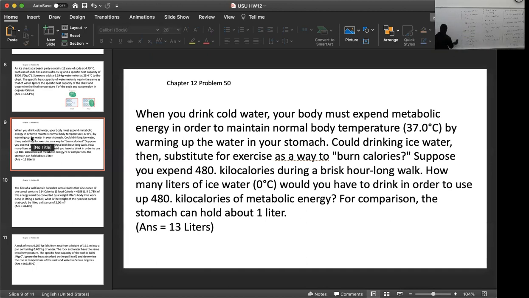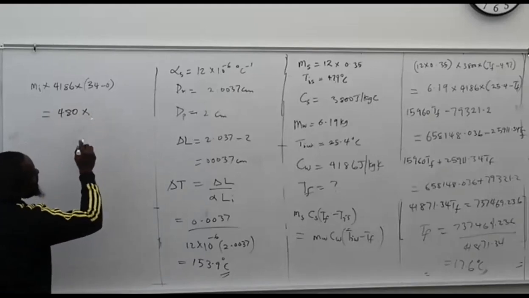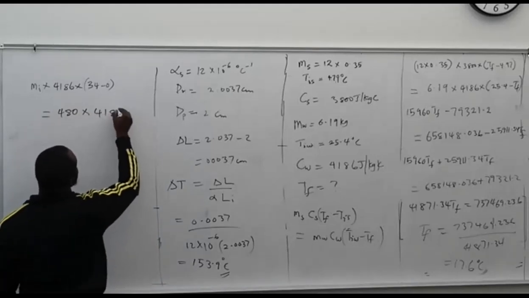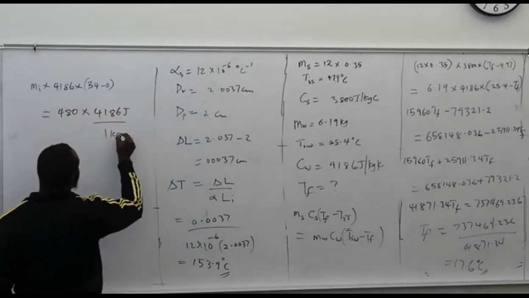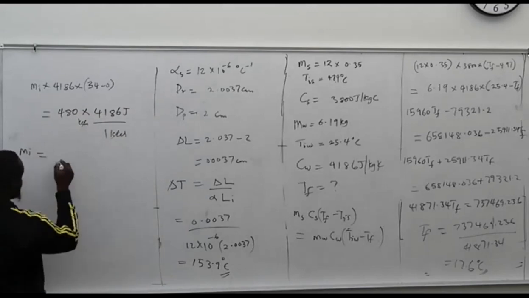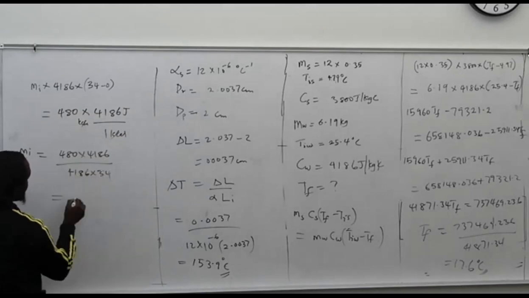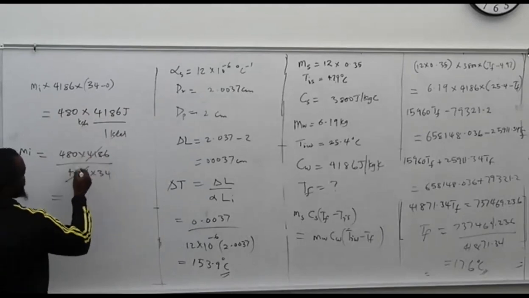So let's see how many liters of ice water you're going to drink. That will take mass of ice water times 4186 times temperature change 34 minus zero, because it's going to go from zero to 34, to give you 480 kilocalories. So let me stop sharing. 480 kilocalories is 480 times 4186 joules, since 4186 joules is 1 kilocalorie or 1 food calorie. So it cancels the kilocalorie here. Now let's see the mass of ice water that we need. It's 480 times 4186 divided by 4186 times 34. So it's just 480 divided by 34.